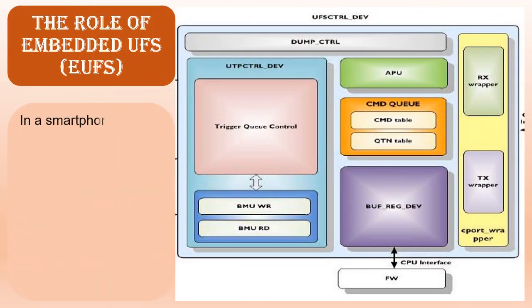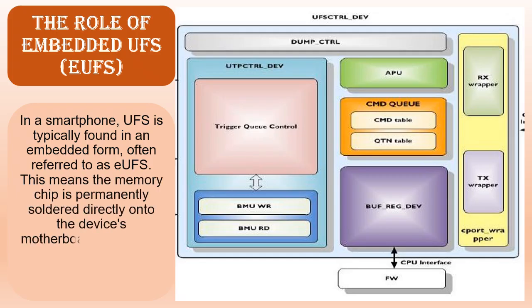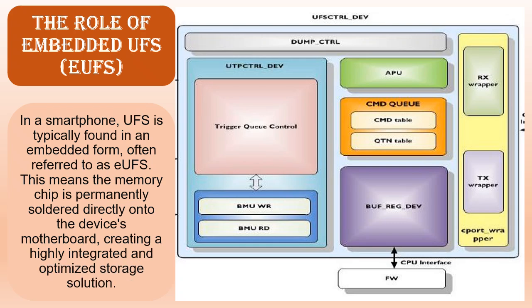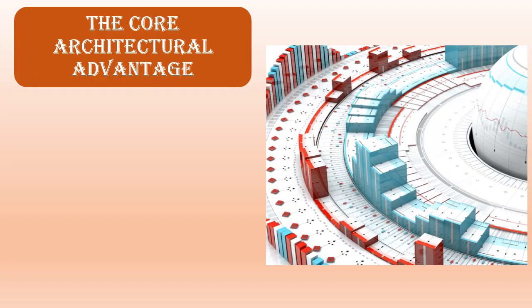The role of embedded UFS, eUFS. In a smartphone, UFS is typically found in an embedded form, often referred to as eUFS. This means the memory chip is permanently soldered directly onto the device's motherboard, creating a highly integrated and optimized storage solution.